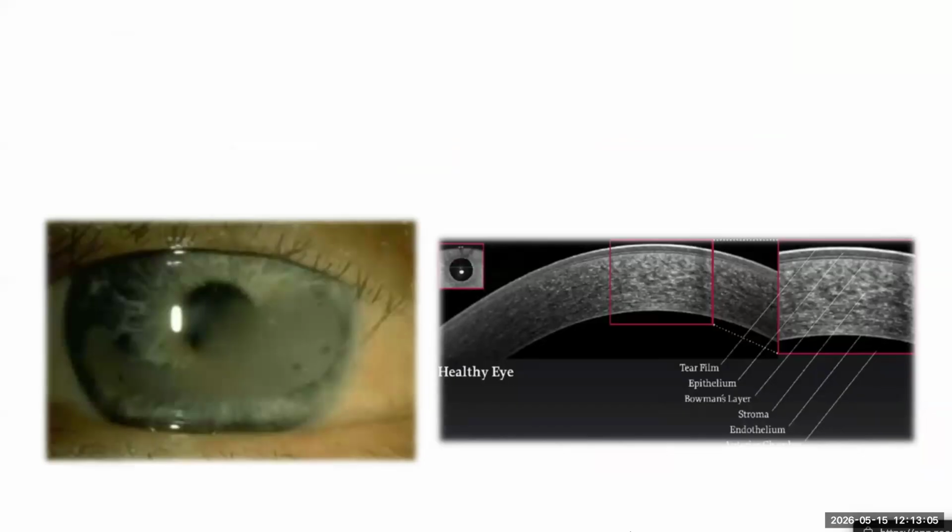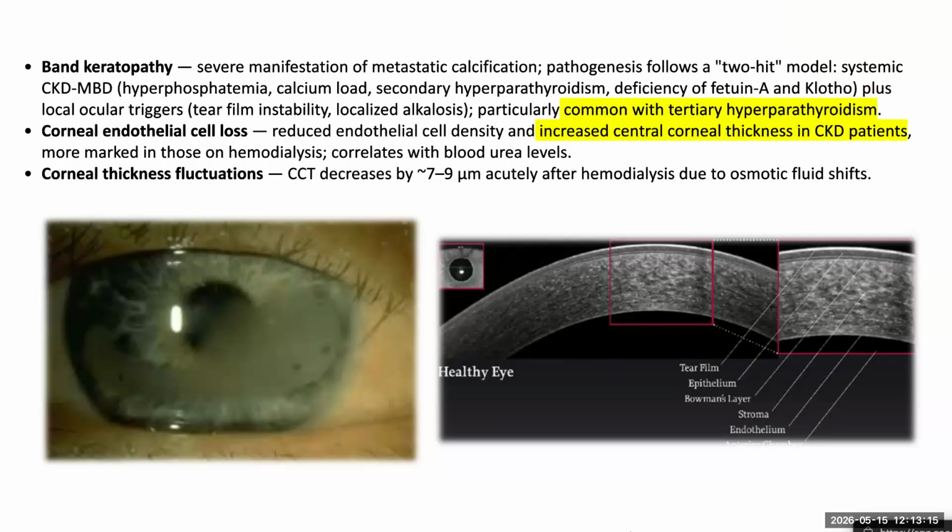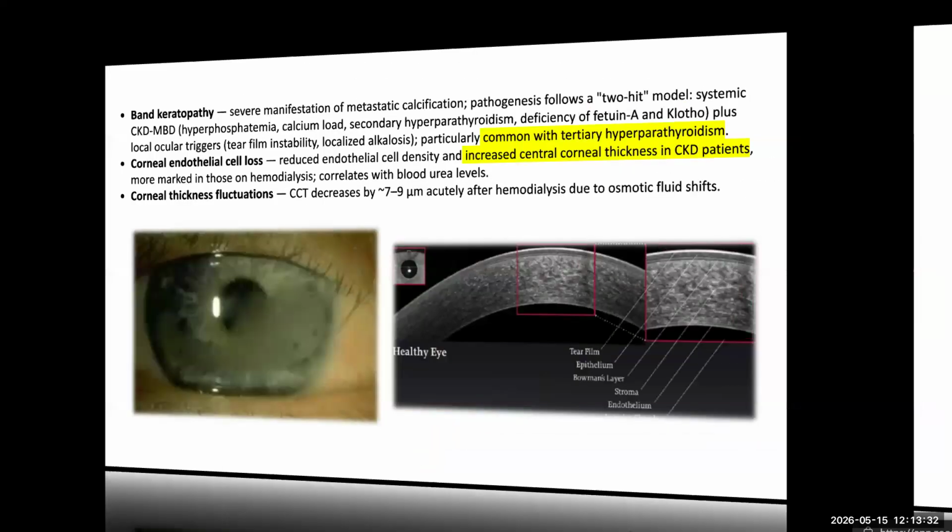Anyone knows what this thing is? This is seen in ESRD and CKD patients. So that's band keratopathy, common in tertiary hyperparathyroidism, basically a similar calcium-phosphorus metabolism disorder. Corneal endothelial loss occurs as well. So we do see CKD patients having increased corneal thickness. And this is how we usually measure it on OCT. And there have been some fluctuations noticed when we do osmotic fluorescence with hemodialysis.